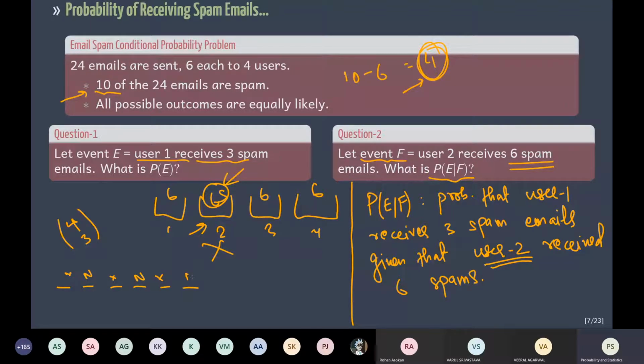the pool did not change, right? The non-spams are still 14 for us because there was no condition given on the non-spam emails. So this pool is intact. I still have the liberty to choose the remaining 3 out of 14. So that remains the same. But something changes in the denominator now.